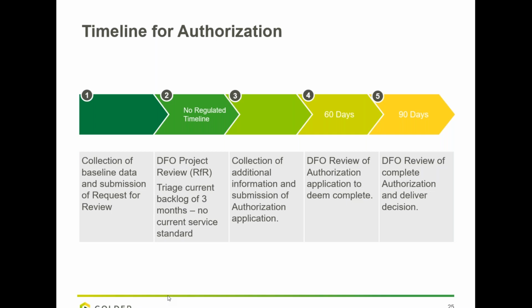If you do need to go to the application for authorization, DFO's got 60 days to determine if it's complete, and if at any point they decide that they need more information, it's incomplete, they can send it back and the clock stops. And then the final one is once it is deemed complete, they've got 90 days to then issue your authorization. So with all of that, I still think, based on our experience, we're probably still looking at an 18 to 24 month timeline if you need an authorization, from when you start with the collecting of baseline data all the way through to finally getting your authorization.